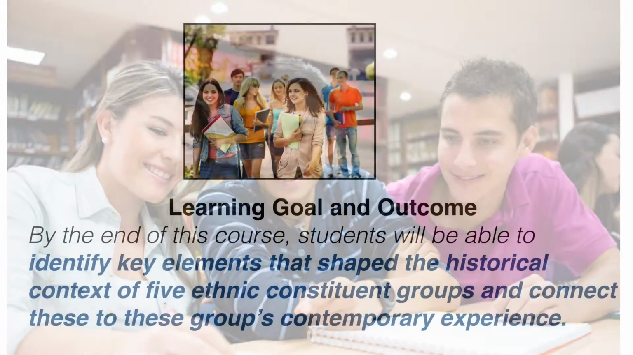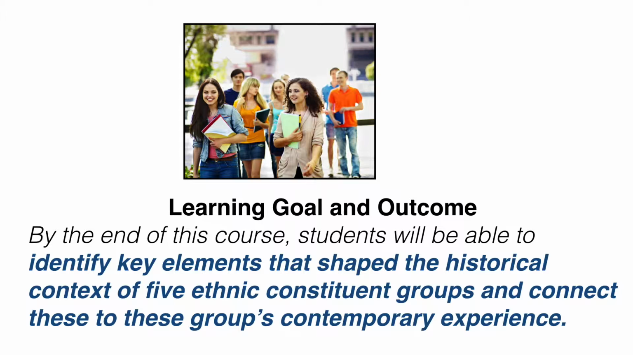For example, one of the learning goals in this course is that students will be able to identify key elements that shape the historical context of 5 ethnic constituent groups: Native Americans, European Americans, African Americans, Hispanic Latino Americans, and Asian Americans, and connect these historical elements to the group's contemporary experience.